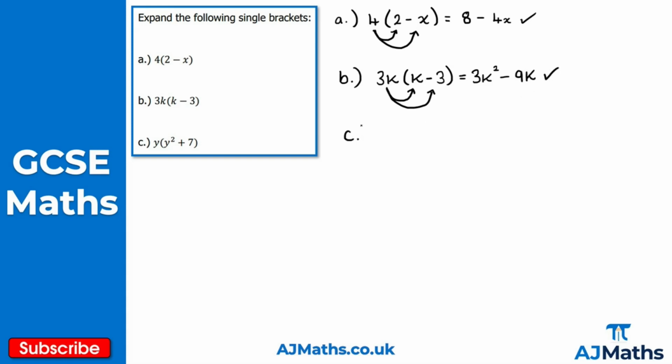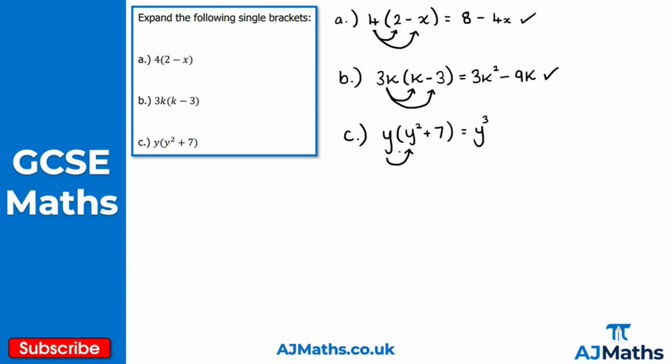And then finally, if we move on to C here, I've got y, bracket y squared plus 7. So again, we're just expanding this single bracket here. So we take the term on the outside, and we times it by each term inside the bracket. So y times y squared. Again, just using the rule of indices here, but take a bit of care with this. So y times y squared, that's y to the 1. In that case, we simply add the powers here, so it'll give me y cubed.